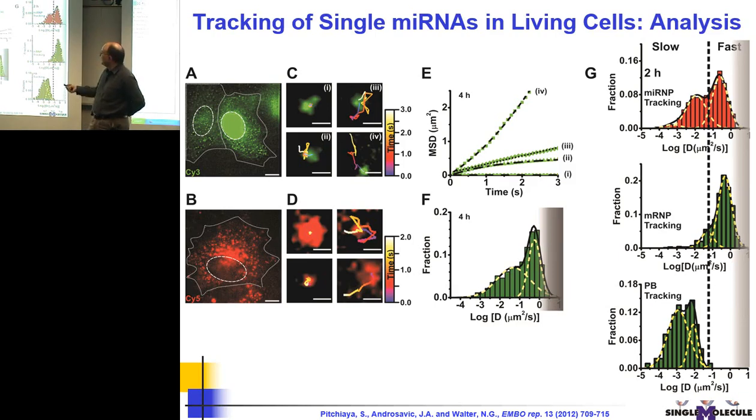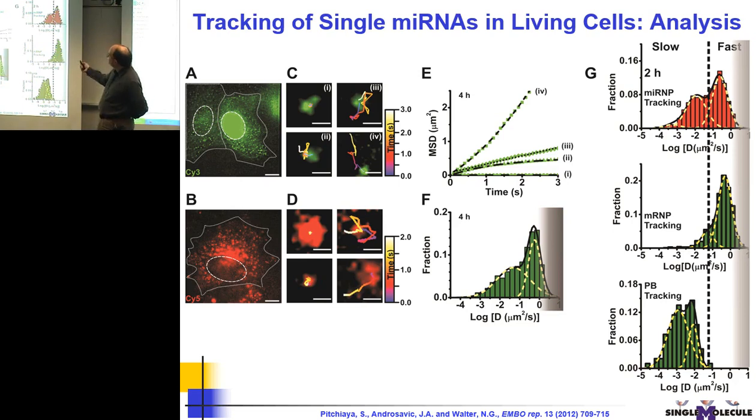So then we can use these MSD plots to fit linear regression lines to get a diffusion constant, and then we can plot the diffusion constant as a probability distribution here. And what you see is that there are essentially two different populations here, and we see them regardless of whether we look at Cy3 green labeled or Cy5 red labeled microRNA. This is 4 hours after the microinjection. This is 2 hours after the microinjection, quite similar.